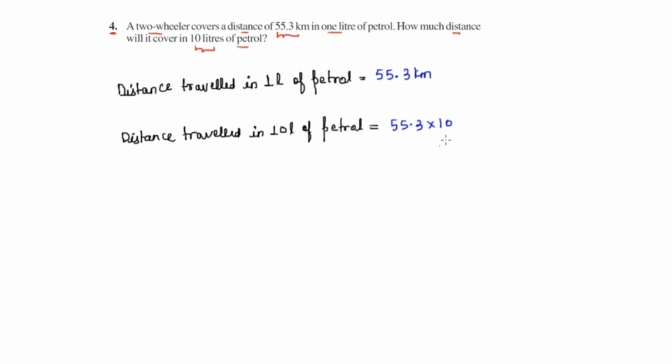Here we have one decimal number and one power of 10. So that's why we are doing this, as we have learned that if this type of question comes, we can shift the decimal, making the solution easier. So shifting the decimal, as we have only one 0, the result will be 553 kilometers. This is our answer. So we'll write: a two-wheeler covers 553 kilometers in 10 liters of petrol. And this is how we will do this question.